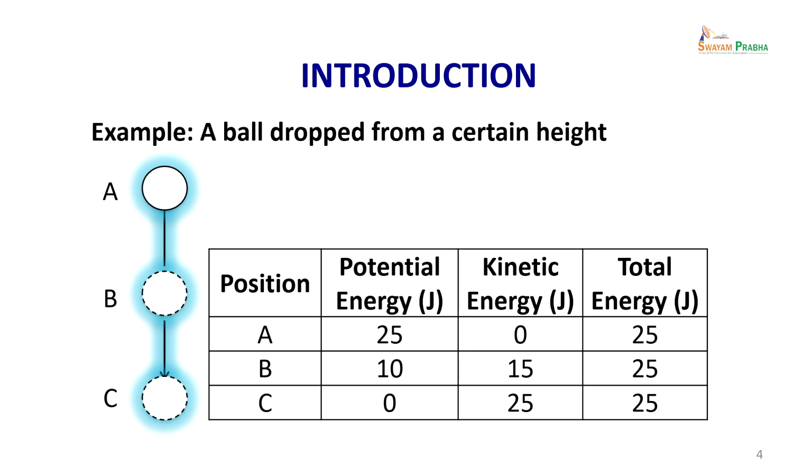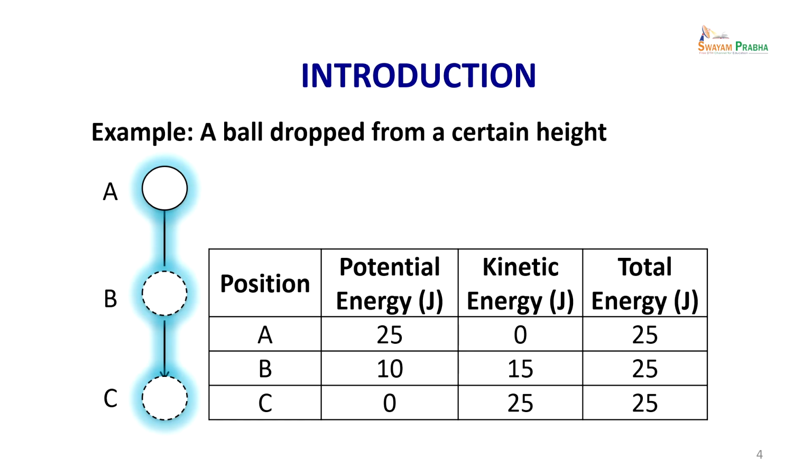Let us take an example. A ball is dropped from a certain height. There are three positions. It is dropped from position A to C. Initially it has potential energy of 25 joules. This is just an example, to explain how the law of conservation of energy is applied. Initially the ball is at rest, so its velocity is 0 and obviously the kinetic energy is 0. The total energy is the sum of kinetic energy and potential energy, that is 25 plus 0, which is 25 joules.